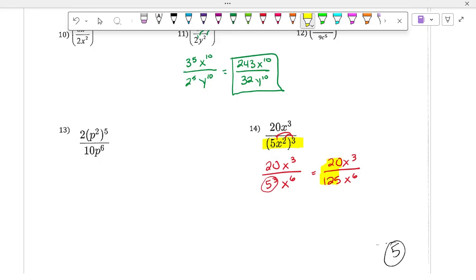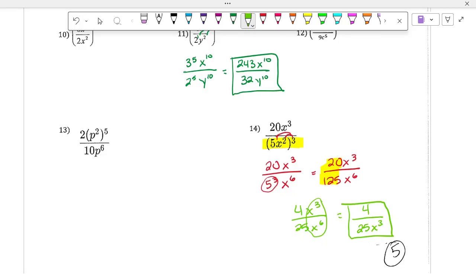I'm going to simplify the 20 over 125. So if I do that, I'm going to divide both the top and the bottom by 5. So that would give me 4x cubed over 25 x to the 6. And then I'll simplify the x cubed x to the 6. So this will be 6 minus 3 is 3, and it'll stay in the denominator. So this will be 4 over 25 x cubed.